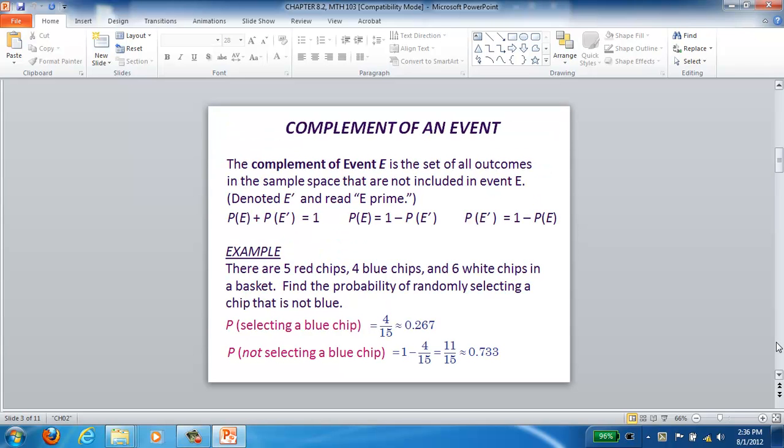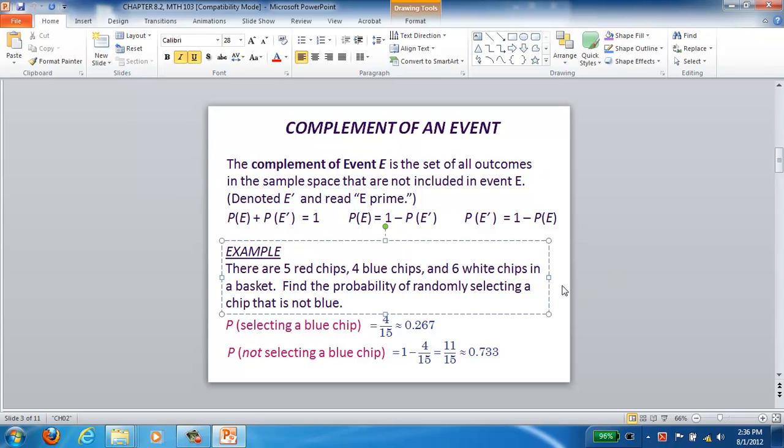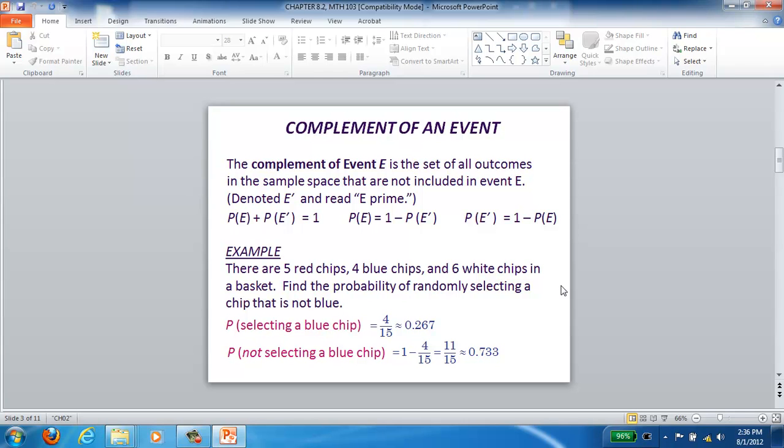The complement of an event E is the set of all outcomes in the sample space that are not included in event E. This is known as E prime. That means probability of E plus probability of E prime is equal to 1.